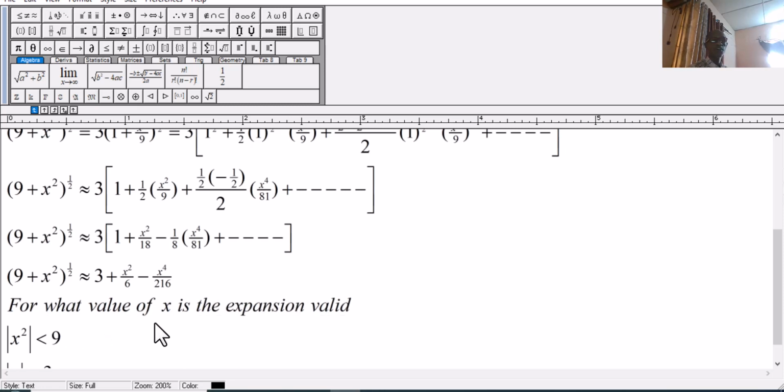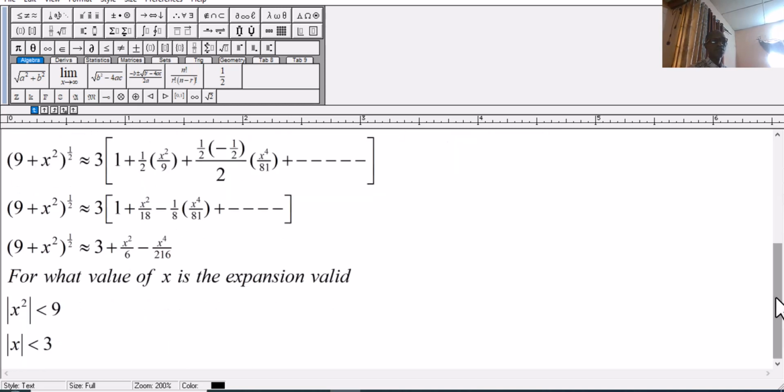So for what value of x is the expansion valid? It will be valid when absolute x squared is less than 9. So when absolute x is less than 3. So that is how to go about that problem.